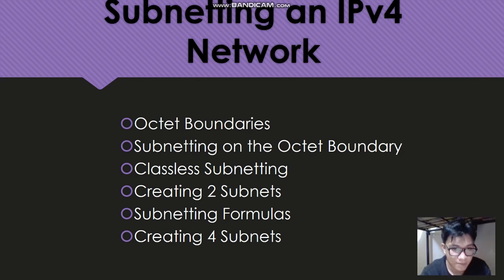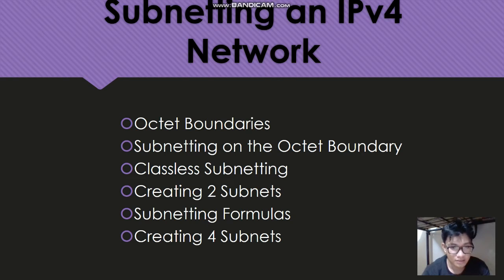Next one is subnetting an IPv4 network, consisting of number 1, octet boundaries. Every interface on a router is connected to a network. The IPv4 address and subnet mask configured on a router interface are used to identify the specific broadcast domain.